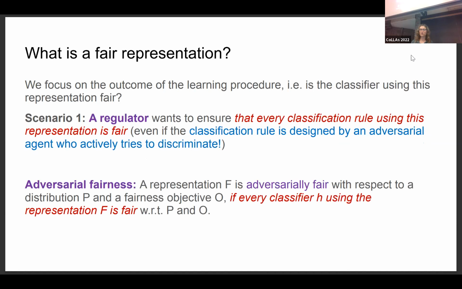For this scenario, we came up with the notion of adversarial fairness as the most appropriate. A representation is called adversarially fair for a distribution and a fairness objective if every classifier that can be defined on top of this representation is fair with respect to the objective and the distribution.